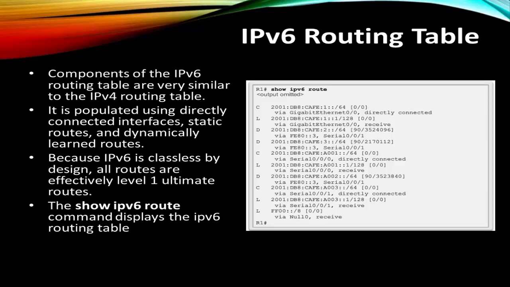Also, the IP version 6 routing table is very similar to the IP version 4 routing table. It is populated using directly connected interfaces, static routes, and dynamically learned routes. Because IP version 6 is classless by design, all routes are level 1 ultimate routes. And we use the show ipv6 route command to display the routing table.